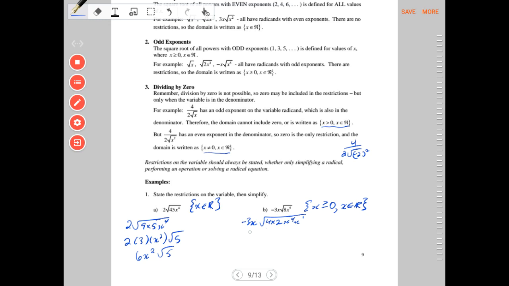So let's simplify. Negative 3x, square root of 4 is 2. I can't square root the 2. Square root of x to the 4th is x squared. I cannot square root x to the 1st. So what stayed underneath the root sign? 2x to the 1st. All right, so let's multiply the terms up front. Negative 3 times 2 is negative 6. x times x squared is x cubed. All right, let's go to the next page.